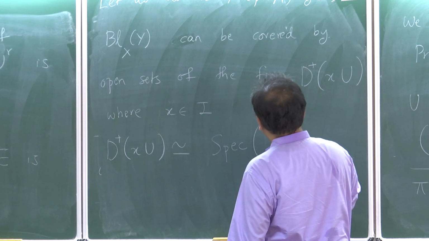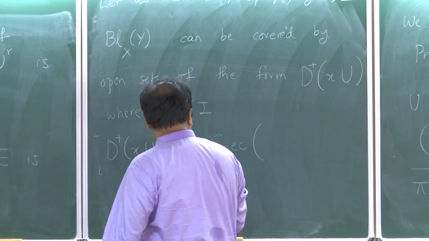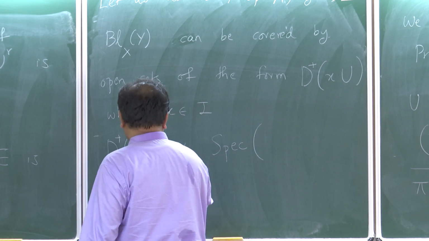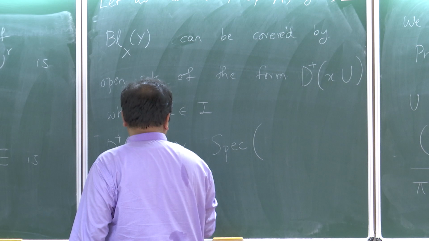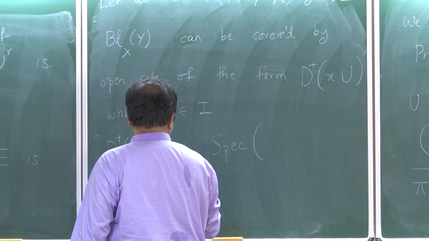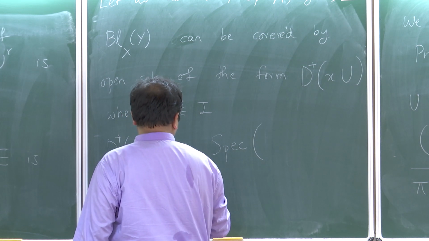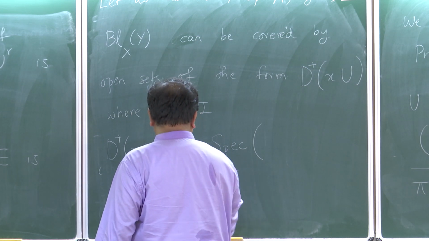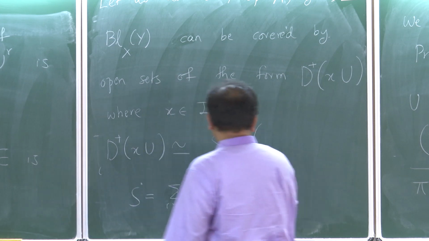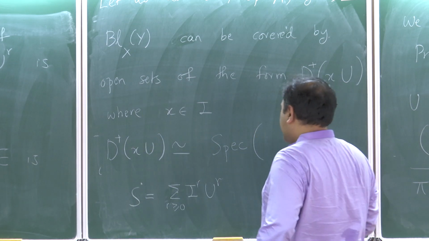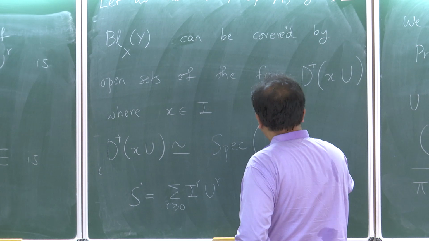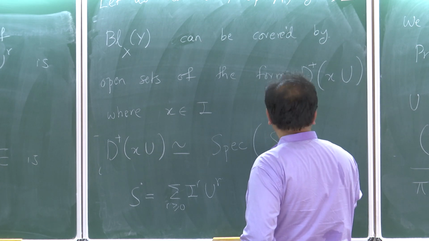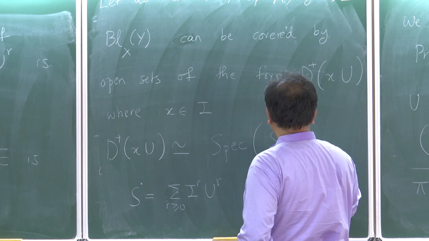Well, maybe I should write more notation actually. So S equal to the direct sum of I^r, r ≥ 0. So this is my graded algebra. So what I want to do is take this and take the degree 0 things in this, right?